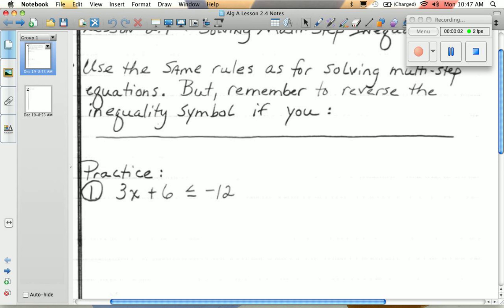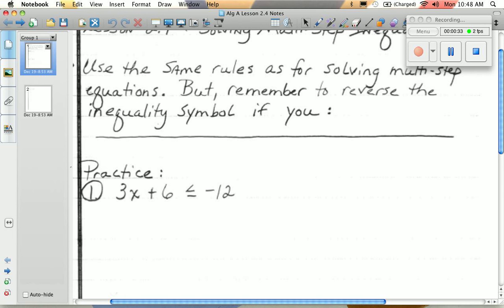Okay, so in solving our multi-step inequalities, we use the same rules as solving multi-step equations, but there's a but. Remember what we learned back in 2014? When you're solving inequalities, there's a time you have to reverse the inequality symbol in this process of solving. What is that time? Cameron? Multiplying or dividing by a negative.